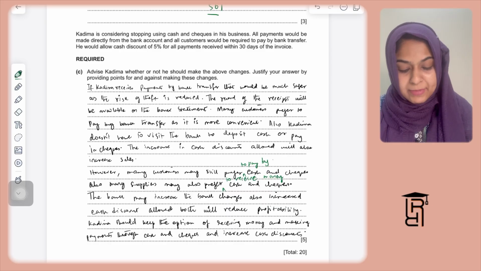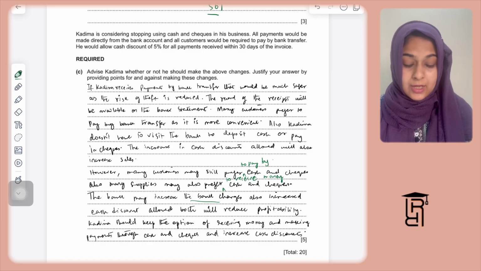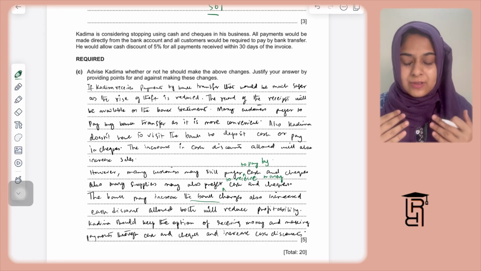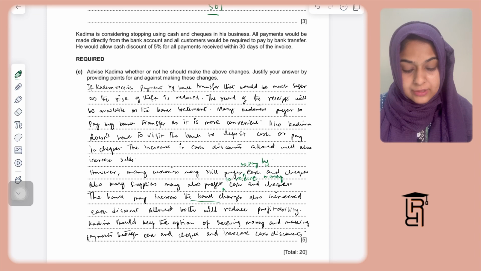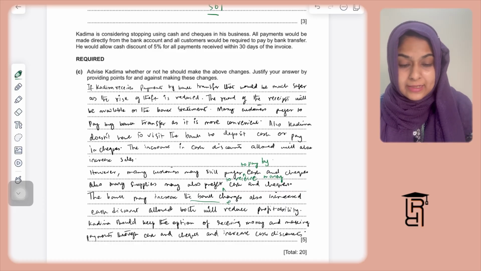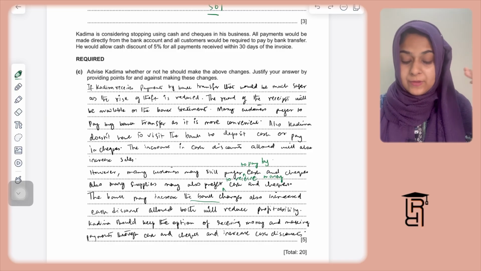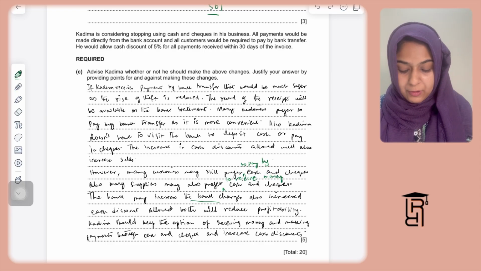The bank may increase the bank charges, because there are lots of transactions being done through the bank. Money is being received in the bank, and money is being paid out through the bank. So there are lots of transactions that the bank is allowing Kadima. Also, the increased cash discount allowed will reduce profitability. Bank charges is an expense, and discount allowed is also an expense. Both of these will be part of the expenses section of the income statement, and therefore that will reduce profitability.